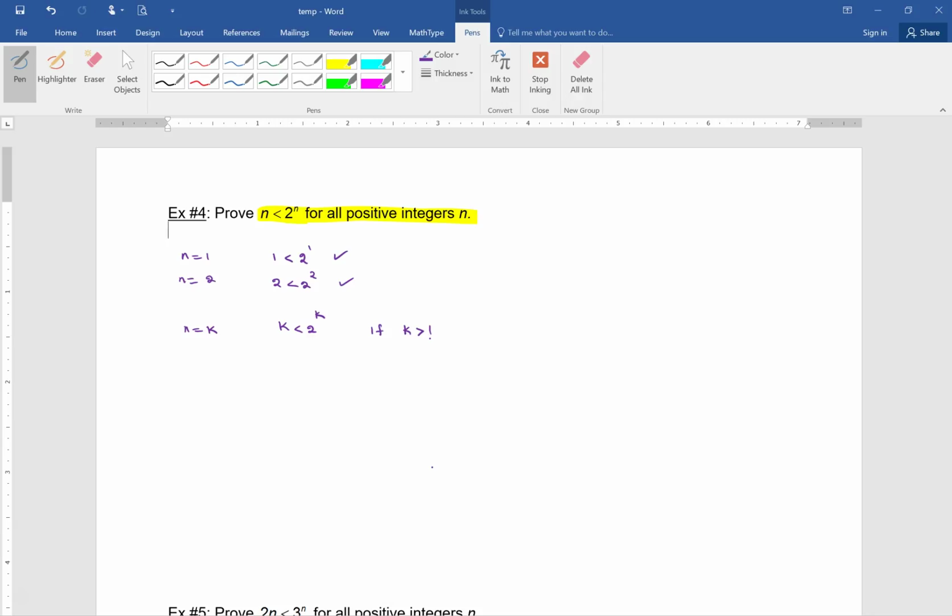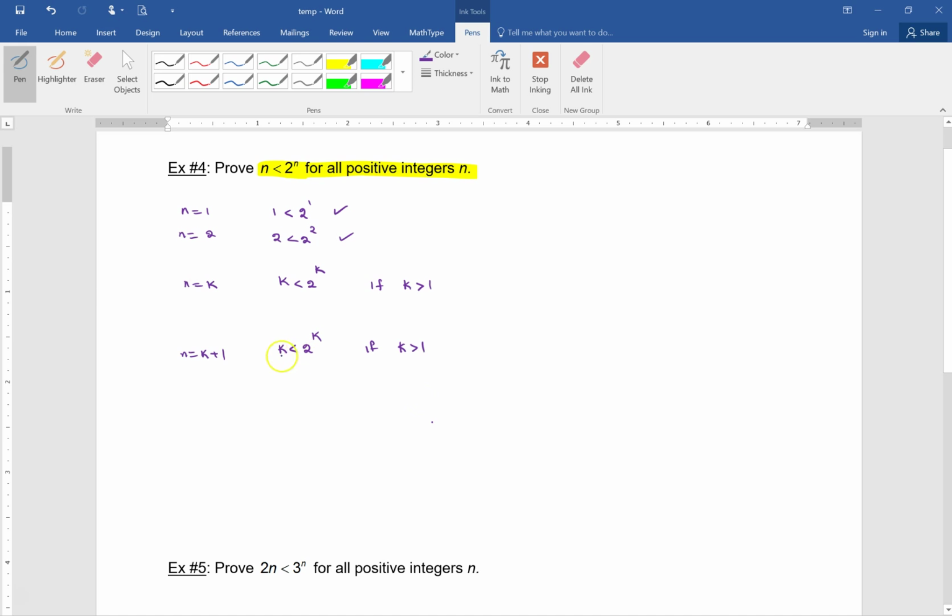Now, what about for n equals k plus 1? Just like the ones for the divisibility, we're going to build up to that. So in order to get n equals k plus 1, we're going to build up to it. So we have what we started with here: k is less than 2 to the k if k is greater than 1. Now, just like I did with the divisibility, I'm going to multiply both sides by 2.